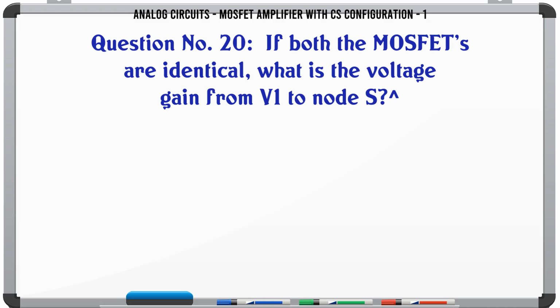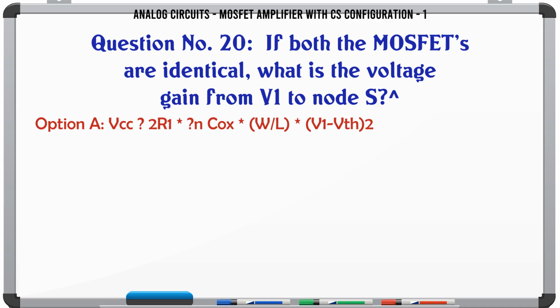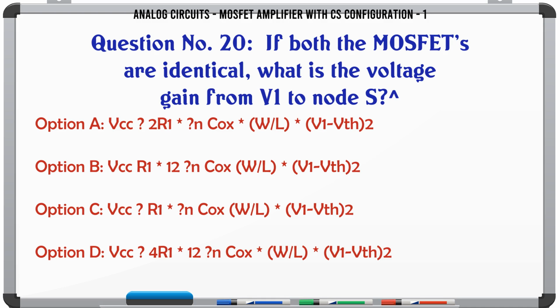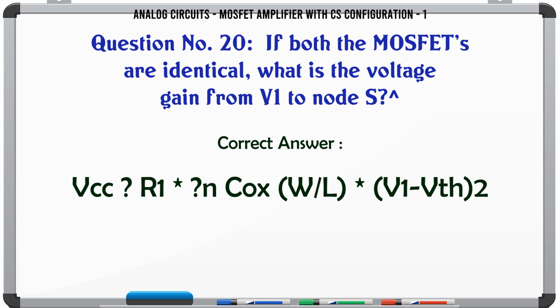If both the MOSFETs are identical, what is the voltage gain from V1 to node S? A, VCC/2 R1 μnCox W/L (V1 - VTH)². B, VCC R1 1/2 μnCox W/L (V1 - VTH)². C, VCC R1 μnCox W/L (V1 - VTH)². D, VCC/4 R1 1/2 μnCox W/L (V1 - VTH)². The correct answer is VCC R1 μnCox W/L (V1 - VTH)².